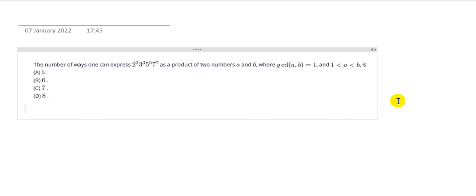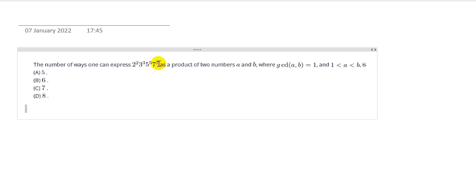Okay. Let's look at now. These are questions taken from the ISI paper itself. Number of ways one can express this number as a product of two numbers A and B, where the GCD of A, B is 1 and B is greater than A greater than 1. So what do you understand from this question? So here we have to find first the number of divisors like that, like number of factors of 2, like number of ways to express it.